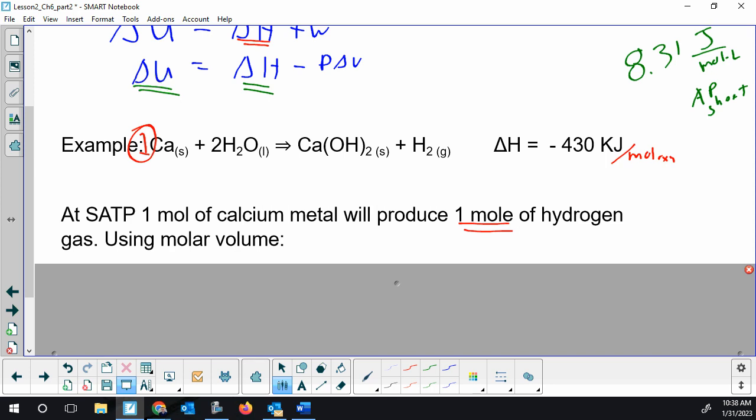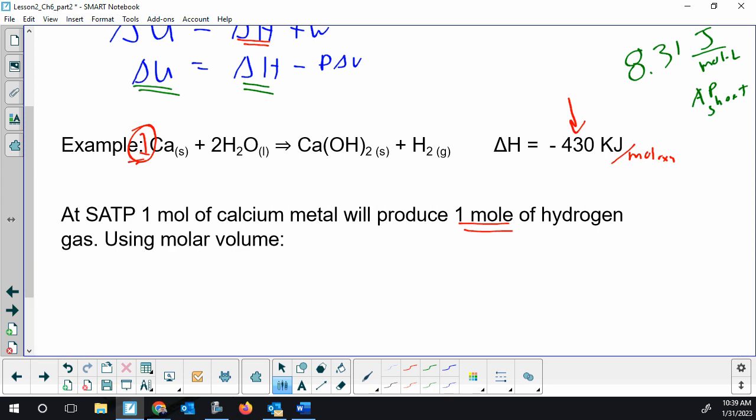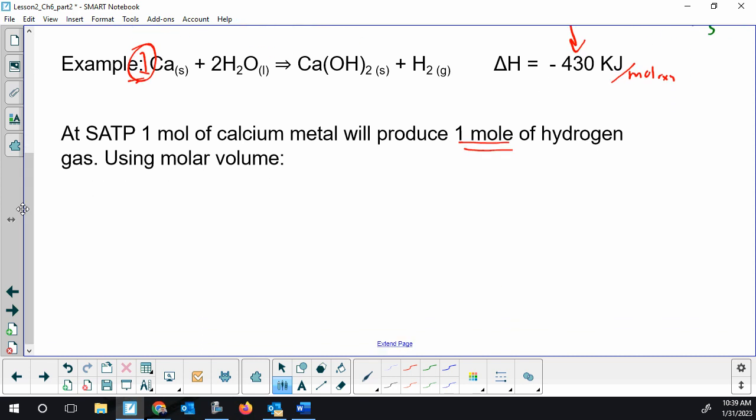And we also know that 1 mole of calcium is going to have that minus 430 kilojoules as the enthalpy change. Again, this isn't really a given circumstance. This is just a logic statement using 1 mole of calcium. And I want to determine internal energy, and we can compare it to the enthalpy change and answer the question, what is the difference? How do they compare?